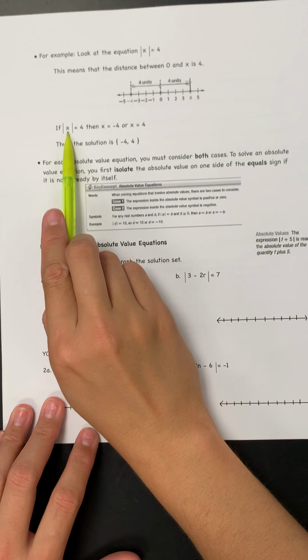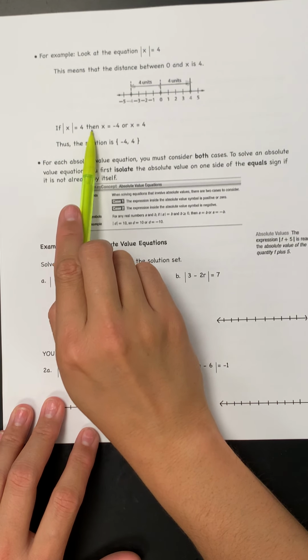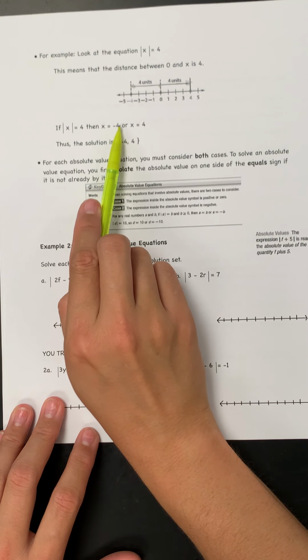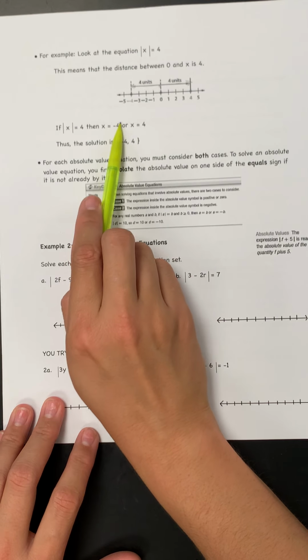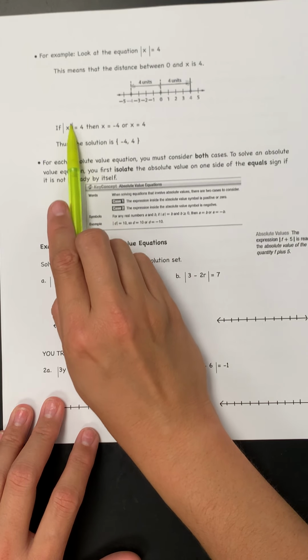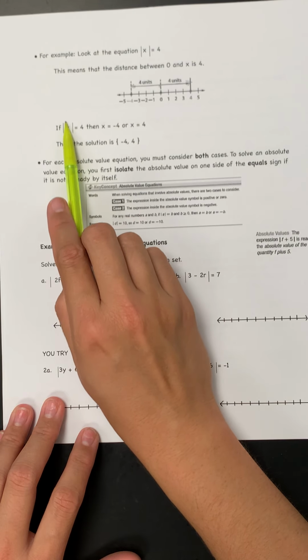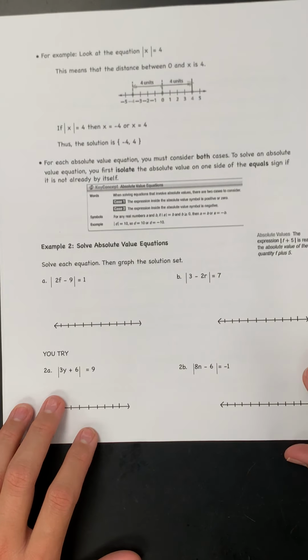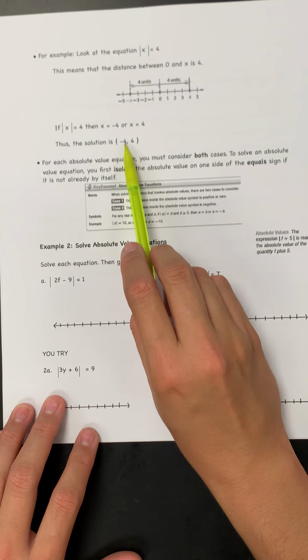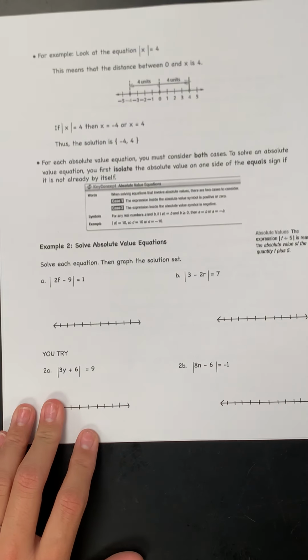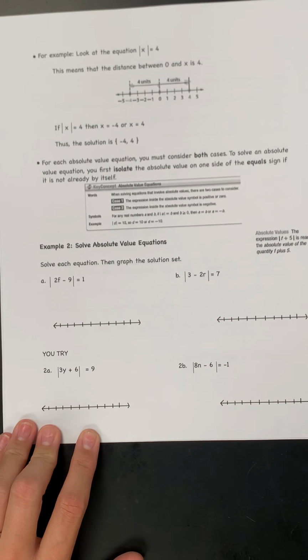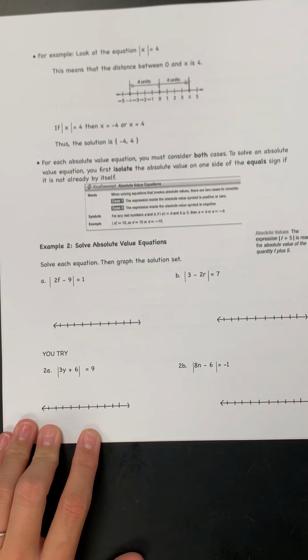So if the absolute value of x is 4, then x could equal -4, or x could equal +4, because I'm going to take that negative value and plug it in for x, or take this positive value and plug it in for x. So for this one, notice how you would get 2 solutions. When we're solving with absolute value, we're always going to get 2 solutions.